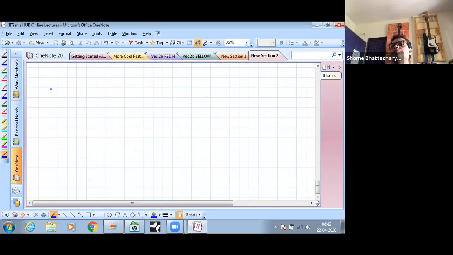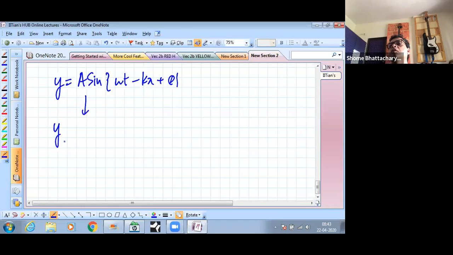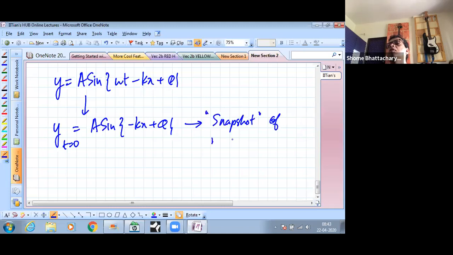So we have the equation y equal to a sine omega t minus kx plus phi. Now in this, let's fix the value of time as t equal to 0, for example. So we'll get the relation a sine minus kx plus phi. So अभी ये क्या represent करता है? It represents a snapshot or like a photograph of the medium at the time t equal to 0.